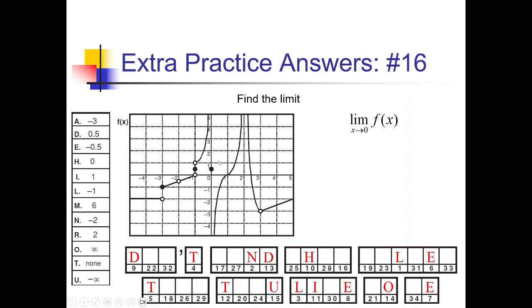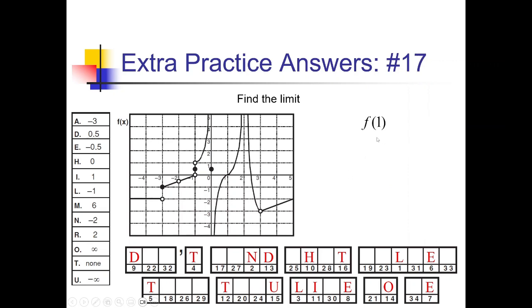For the two-sided limit at 0, from the left side, we're going to positive infinity. Right side's going to negative infinity. Since those limits are not going to the same place, not even the same infinity, we would say that this does not exist. So T, none, and that goes in spot 16, which is going to be right over here.